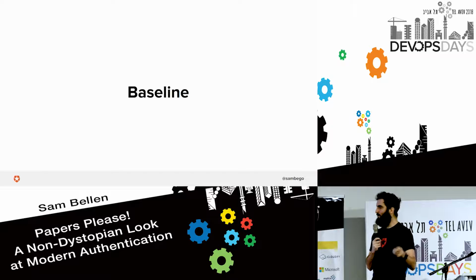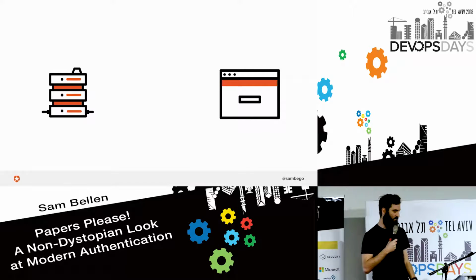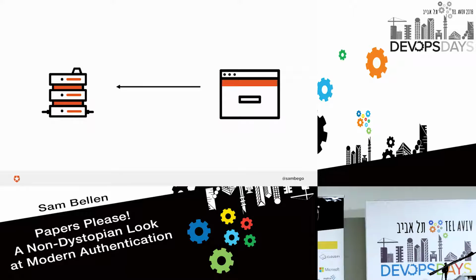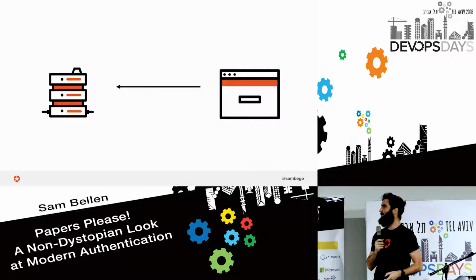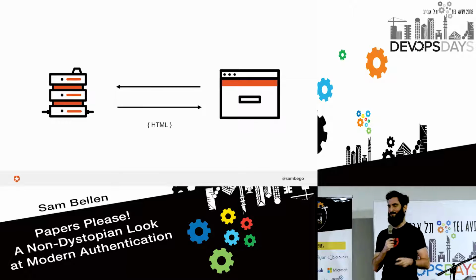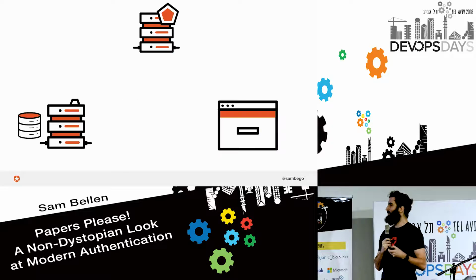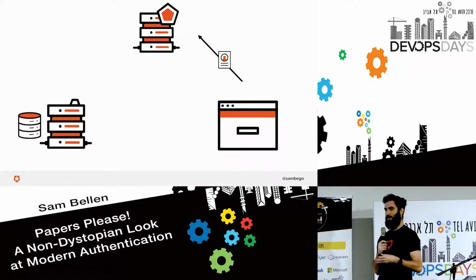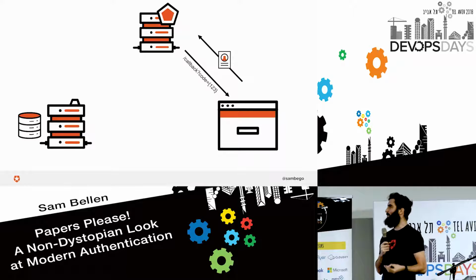So the baseline. You have a browser and you have a server. When you want to display a web page, you ask the server, hey, can I get a web page? And the server gives you HTML. Simple as this. For authentication, we have a separate authorization server here, but it happens a bit like this. Your browser will send the credentials to that authorization server. That server is going to check if these are correct. If so, it will give you a callback code, which is an authorization code.